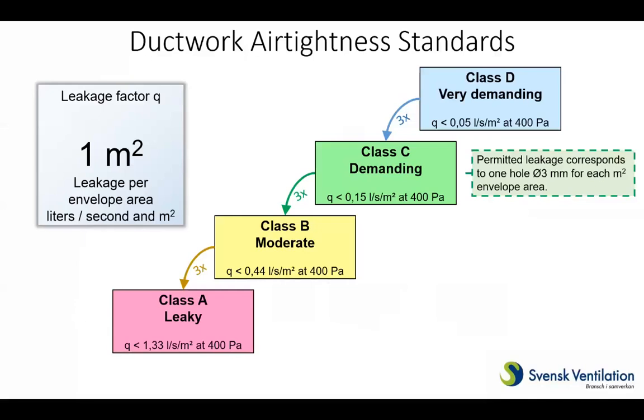Just to give you an impression of what Class C is, how much can it leak? It corresponds approximately to one hole. When you use, for instance, a pop rivet, you drill a 3.2 millimeter hole for each pop rivet. So one such hole for each square meter. If you don't have any other leakages at all, you will exactly pass Class D if you have not more than one 3 millimeter hole on each square meter of envelope area in your sheet metal duct.